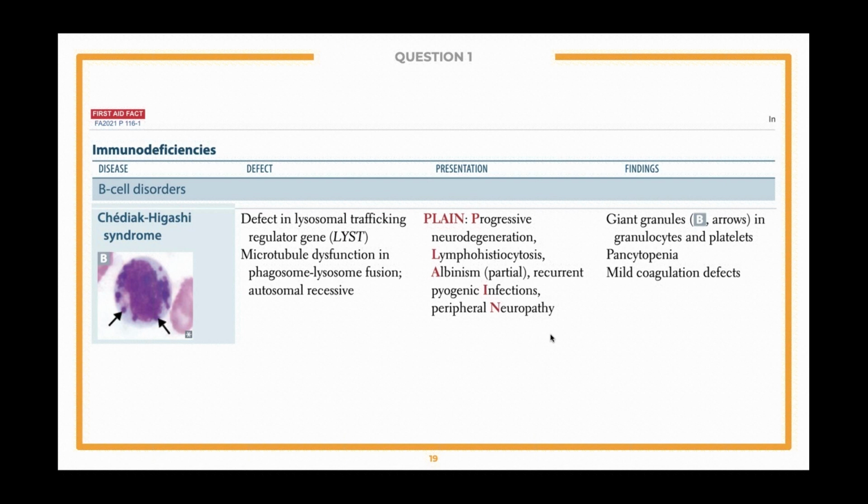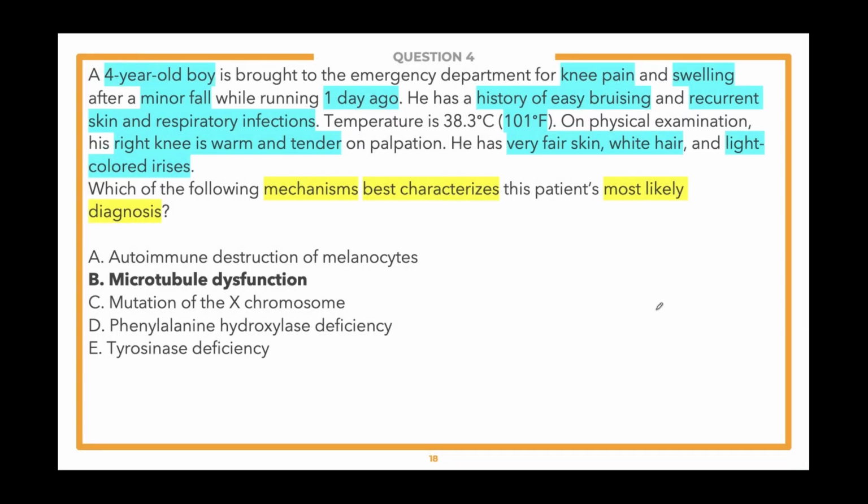So if we go back to our vignette, hopefully now you can see how this patient fits that category. Recurrent infections, easy bruising, pigmentary dilution or partial albinism. And with Chediak-Higashi, it's a defect leading to microtubule dysfunction. So answer choice B. Now the other answer choices, in case you selected that, tyrosinase deficiency. That can lead to albinism, but it wouldn't likely lead to other things such as recurrent infections.